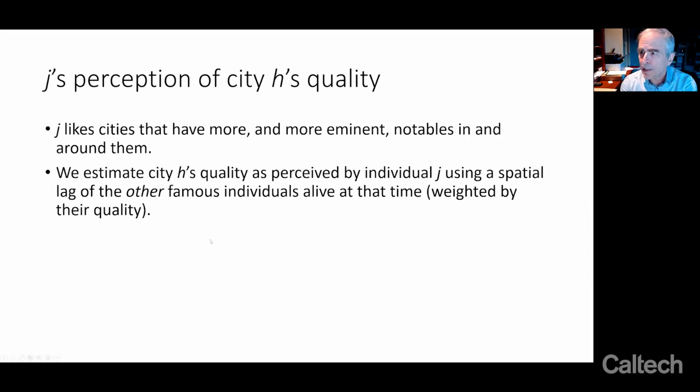The city quality is what individual J thinks of city H, and the basic idea is simply that individual J likes cities that have more and more eminent notables in and around them. Formally, we use a spatial lag of the other famous individuals alive at the time, all weighted by their quality per the previous slide.